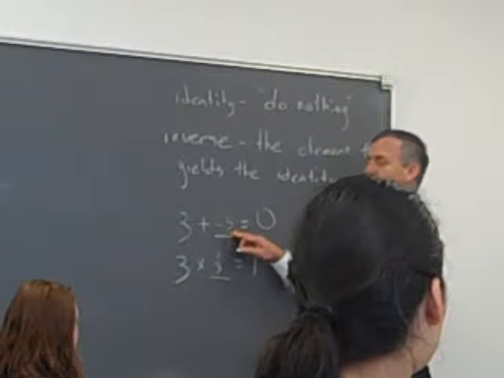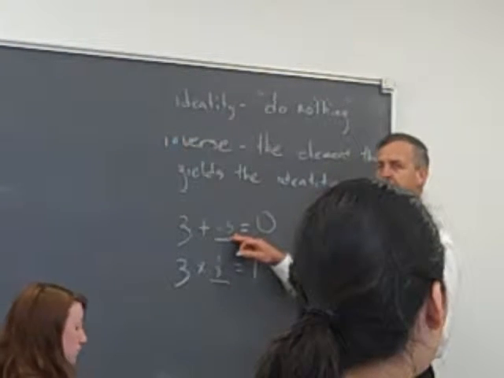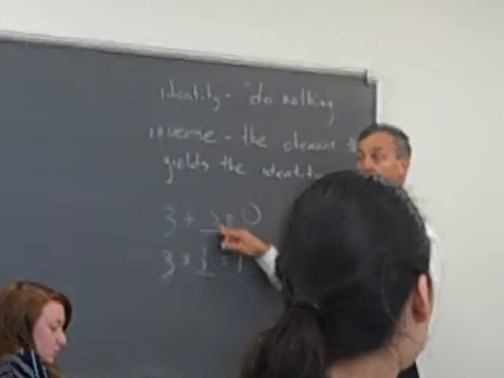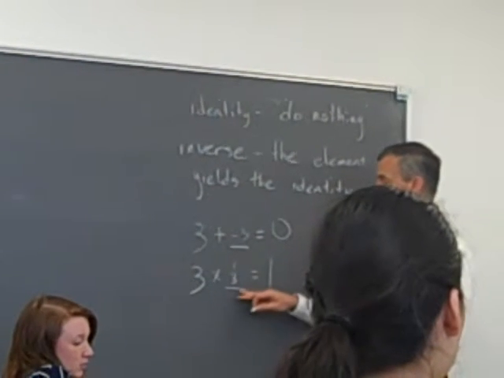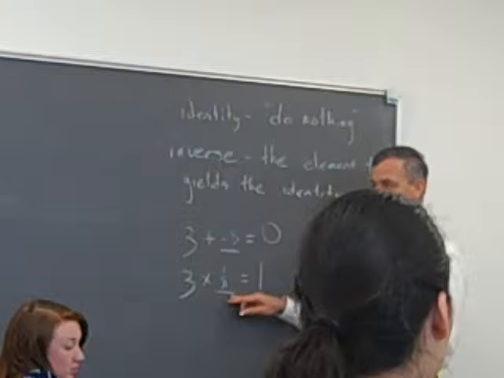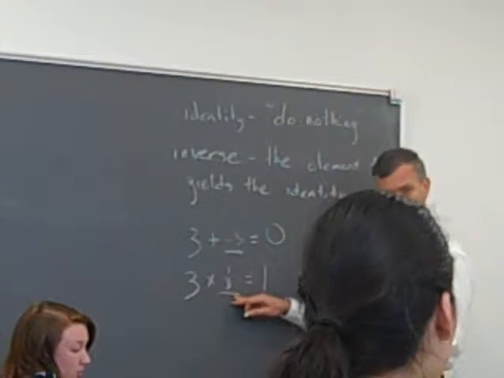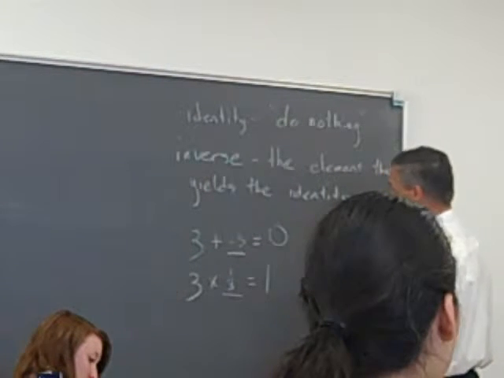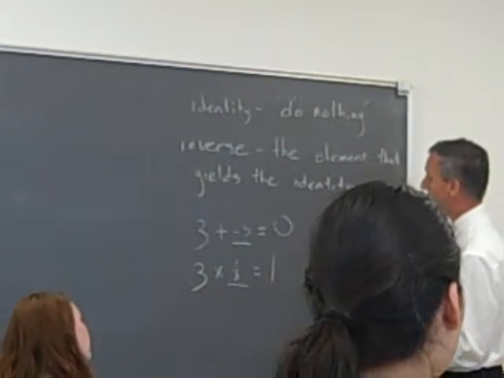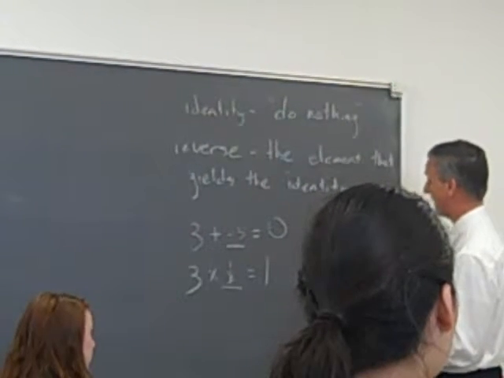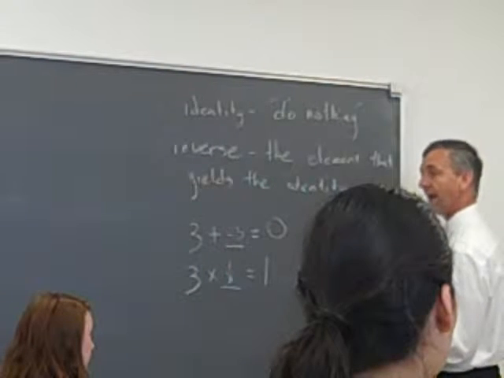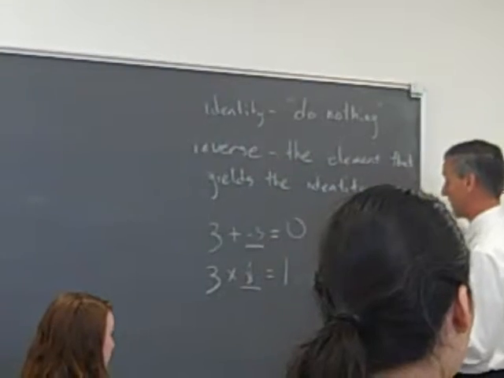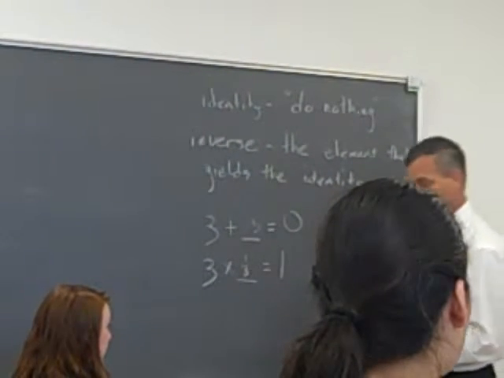The additive inverse can be thought of as the opposite. The multiplicative inverse can be thought of as the reciprocal. Because if I want 3/4, I want its multiplicative inverse. I ask, what do I multiply by to give me the identity? Well, that's going to be 4/3. So that's the multiplicative inverse of this.